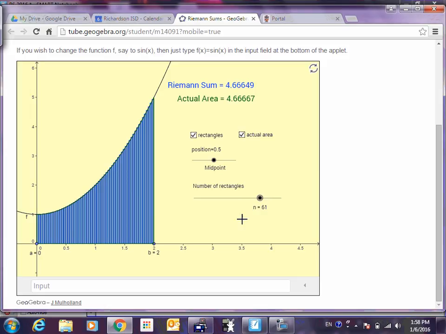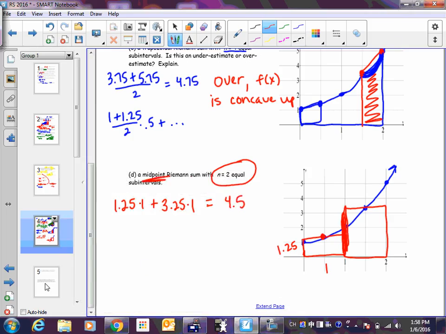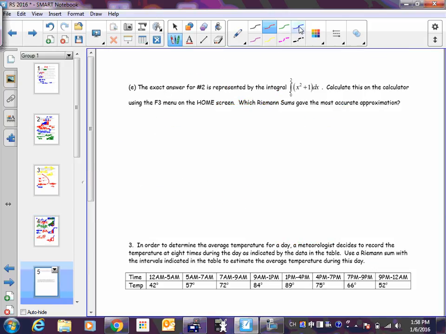Aren't you sad? No. All right, so I want you to turn to page 5 in your packet. And at the top it should say the exact value for number 2 is represented. And then we see this. We have not seen this yet.